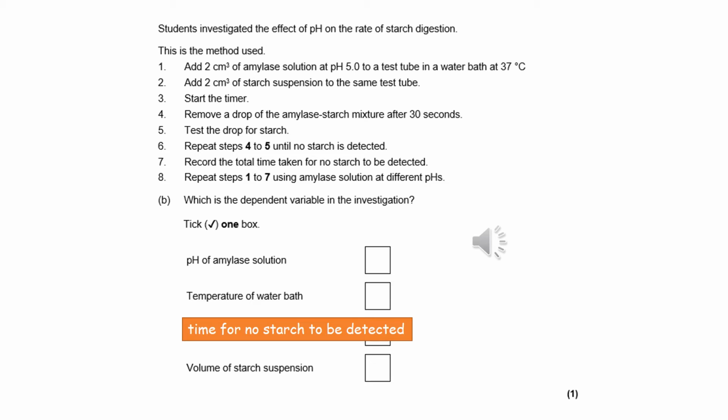Test the drop for starch. Repeat steps 4 to 5 until no starch is detected. Record the total time taken for no starch to be detected. Repeat steps 1 to 7 using amylase solution at different pHs.